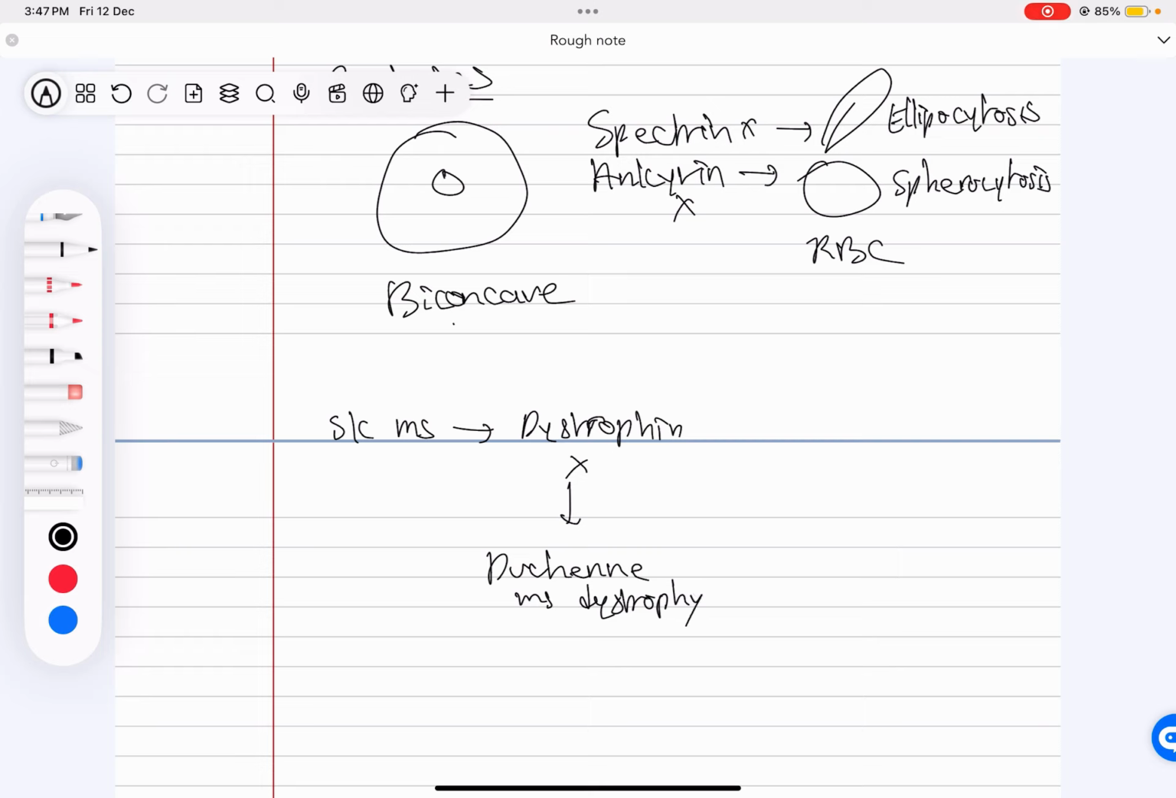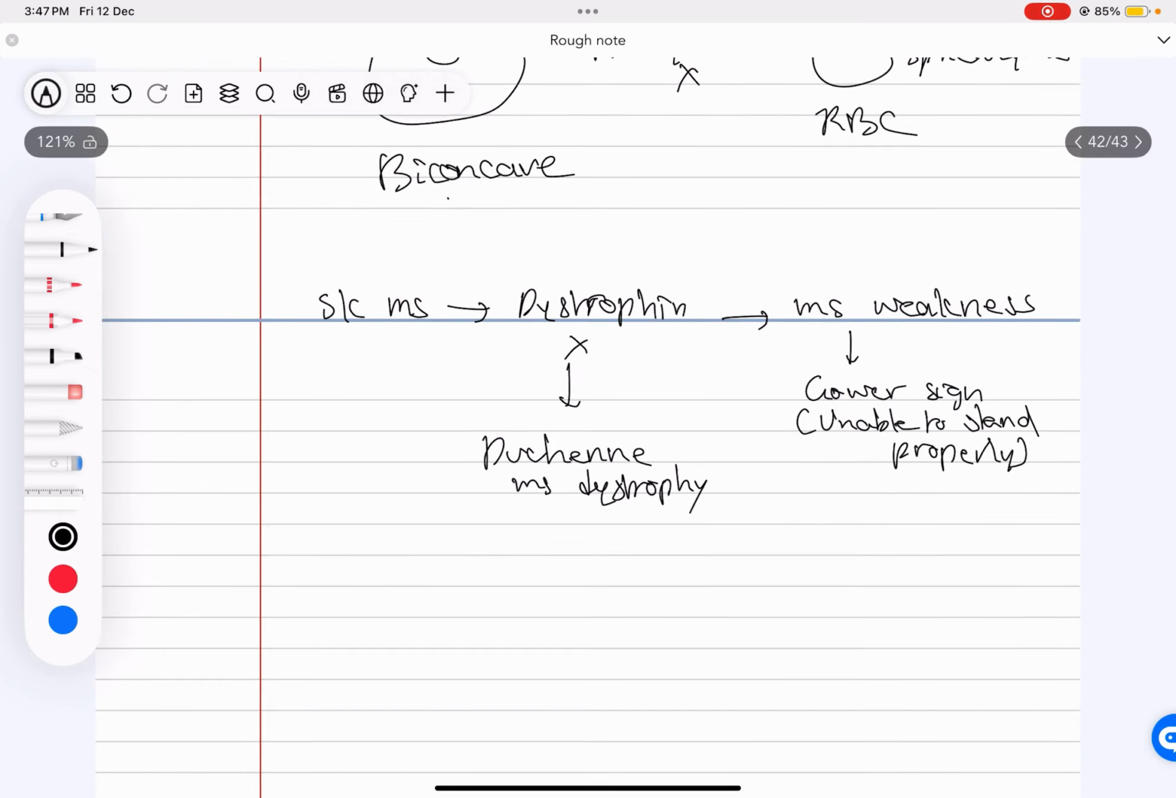What will happen in this case? Muscle weakness will happen and the patient would not be able to stand properly. He needs to put support on his knees and his hip, and he needs to stand like that. It is also called Gowers sign. One of the other signs is that paralysis of muscle will happen. Paralysis of respiratory muscles will happen, so he can't breathe. Thank you.